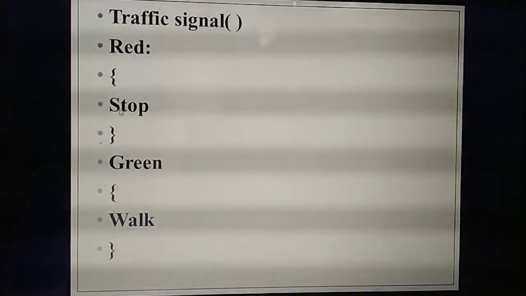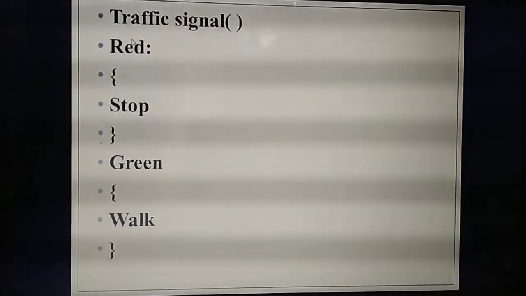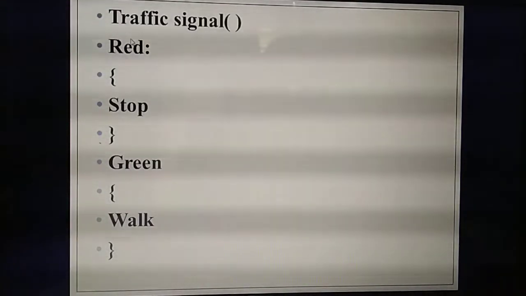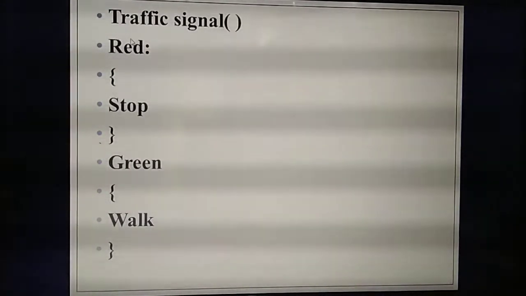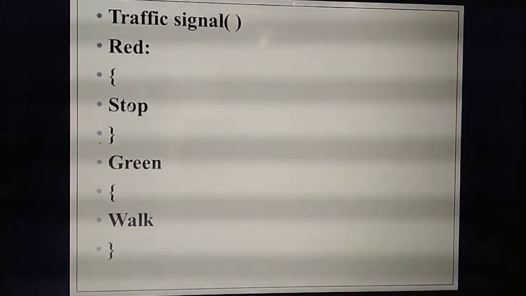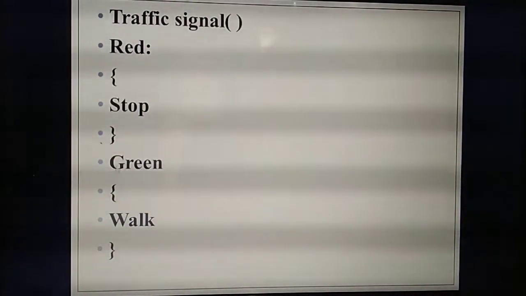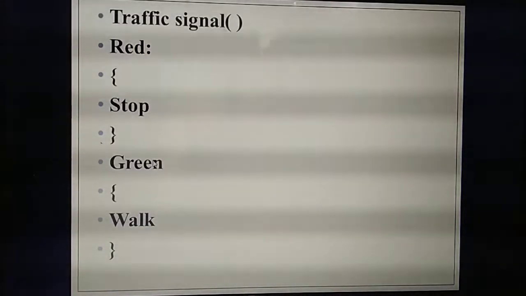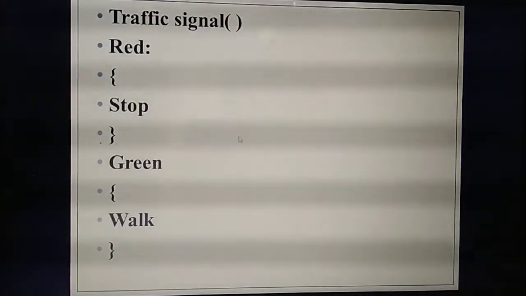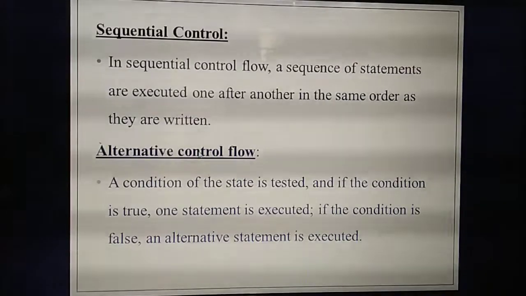In this program, we are giving 3 states or 3 conditions, but any one of the conditions becomes true at the same time. Either the light will become green, red, or amber. If red is blinking, only red is true. At that time, the answer you will get is stop. The remaining conditions are false. Sometimes only green is true. At that time you will get the answer walk. The remaining lines become false. Understand? That is called alternative control.